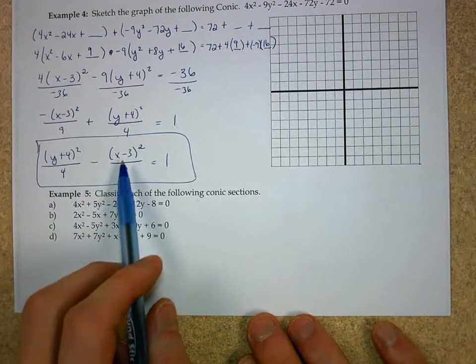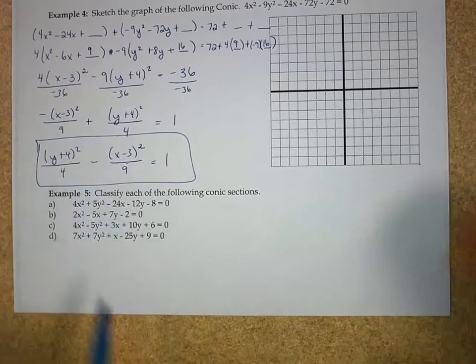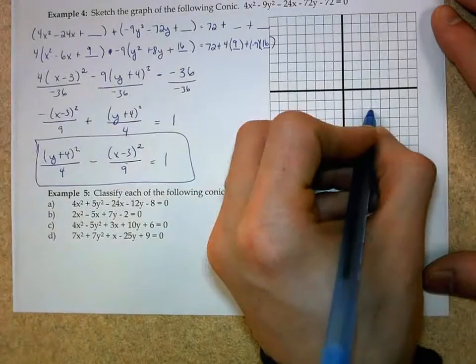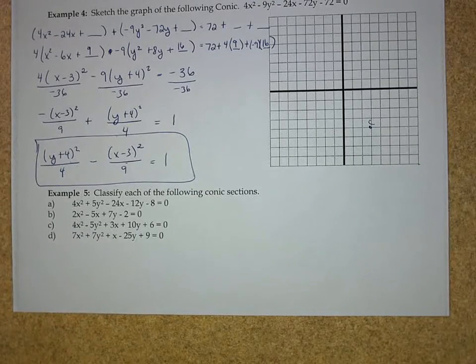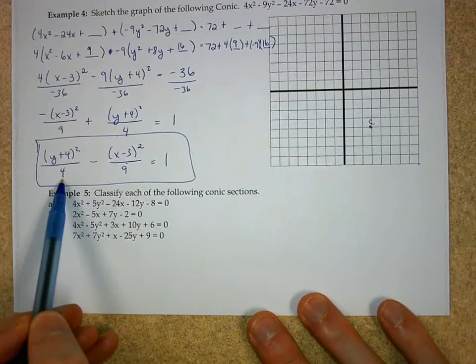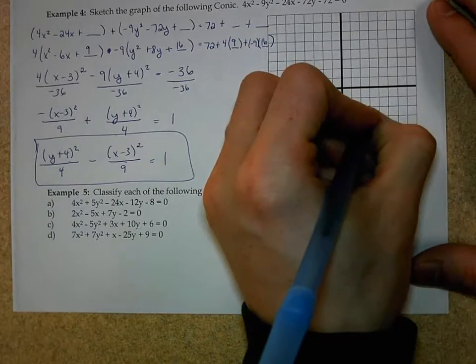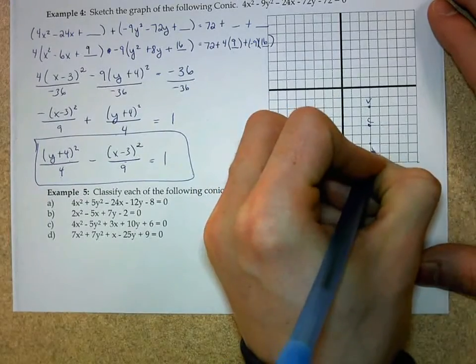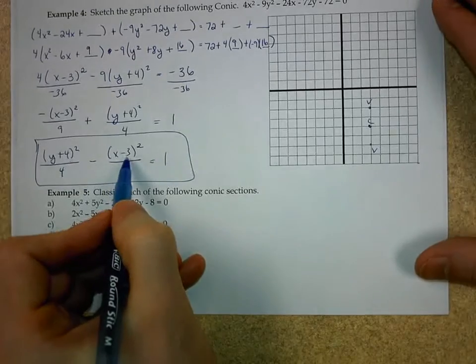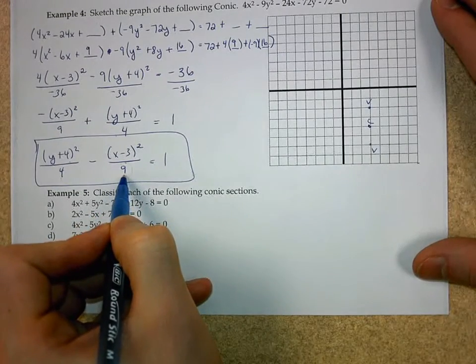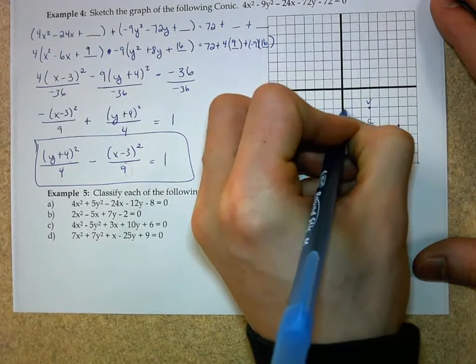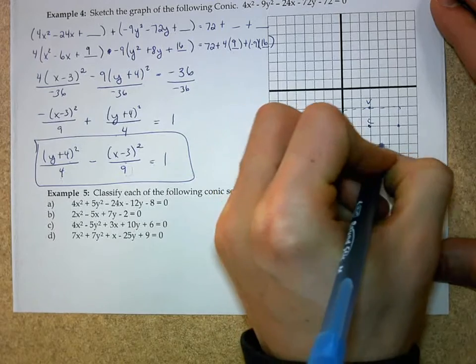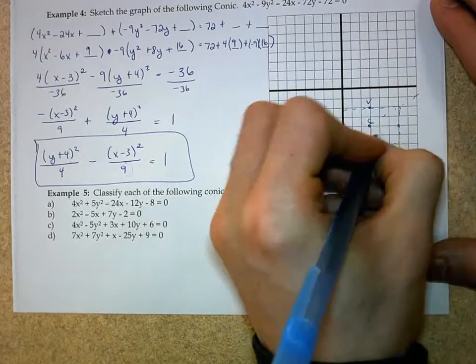So to draw a quick sketch of that, we are going to go 3 units to the right and then 4 units down. So 1, 2, 3 to the right, then 1, 2, 3, 4 down. That is the center. I can then take the square root of each of these denominators. Square root of 4 is 2, which means I'm going to do 2 units up and 2 units down to create edges of my box. Here I'm going to go with my denominator of 9. So I'm going to go 3 units out each direction. So we'll make our box there.